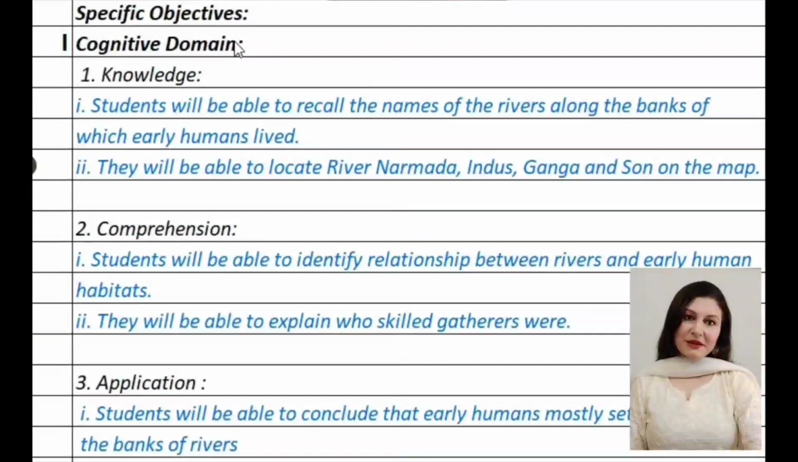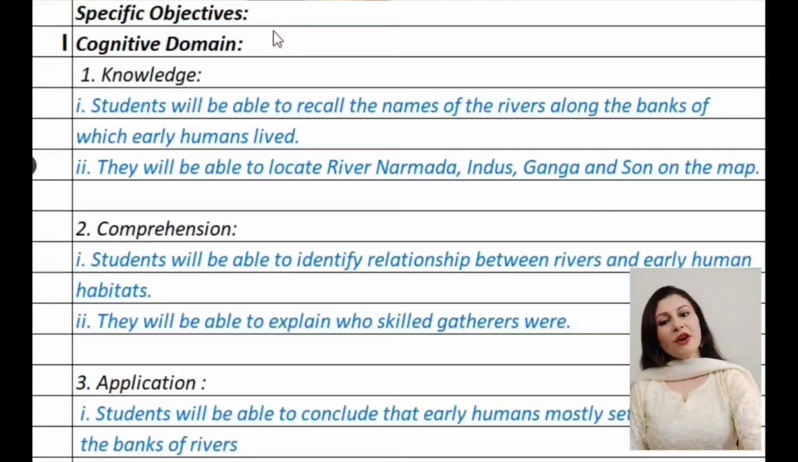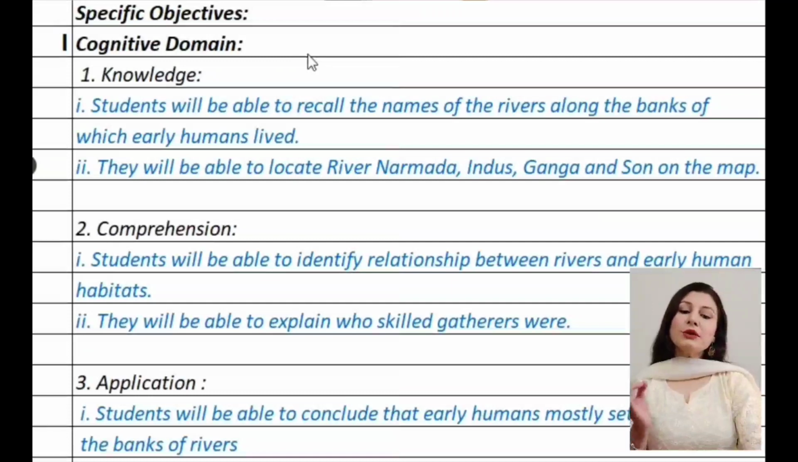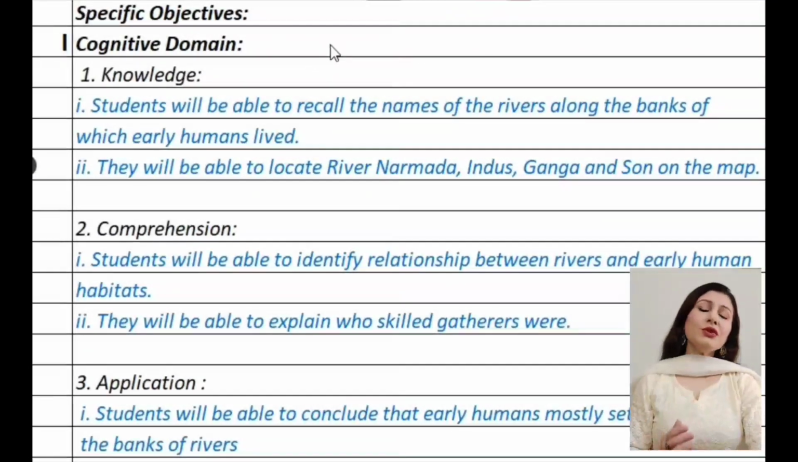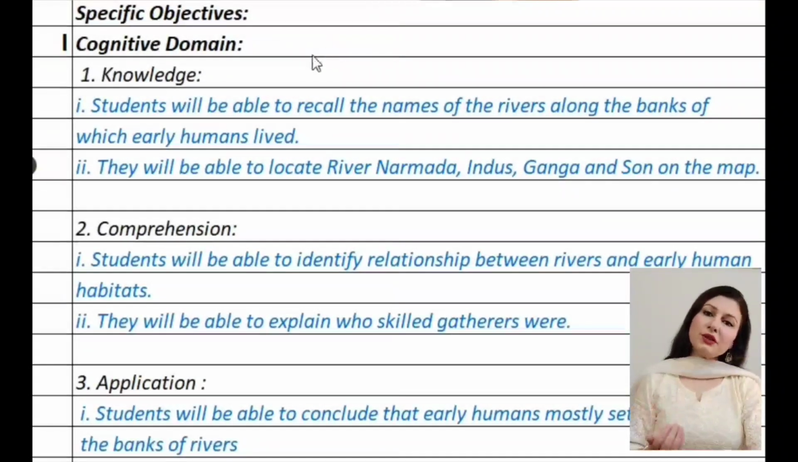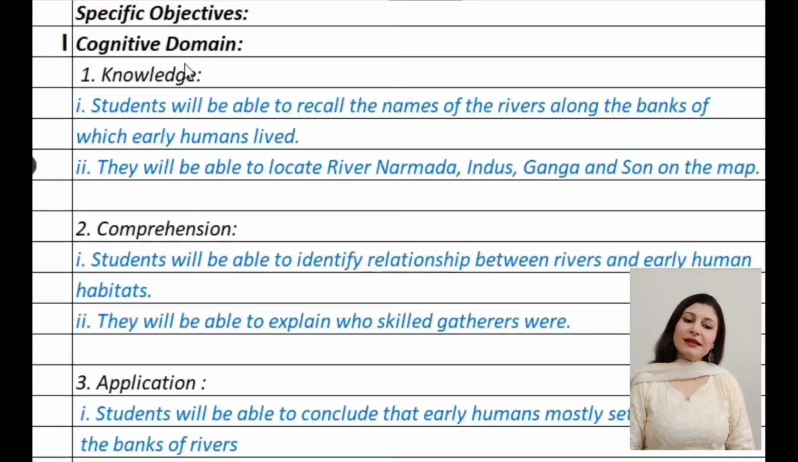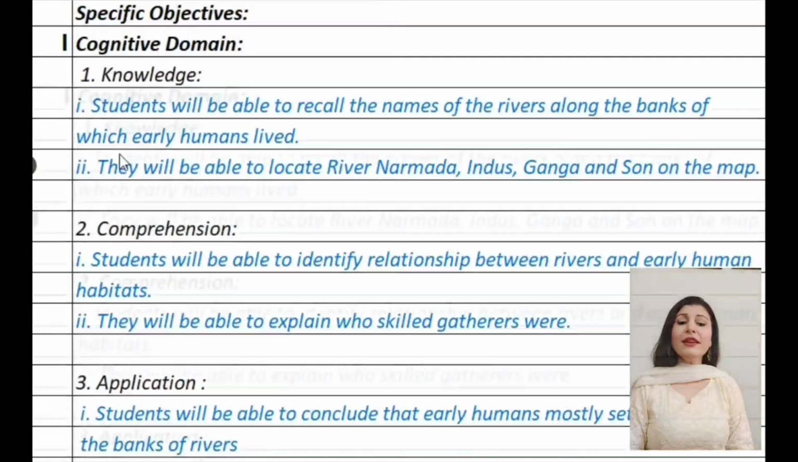Then we'll write specific objectives. Specific objectives are related to the specific topic which a teacher is going to teach in the classroom. They should be related to all the 3 domains of learning, which are cognitive, affective and psychomotor domains. According to NCERT, for cognitive domain, we have to make the objectives related to 3 levels of learning, which are knowledge level, comprehension level and application level. We formulate 2 objectives for each level like this.